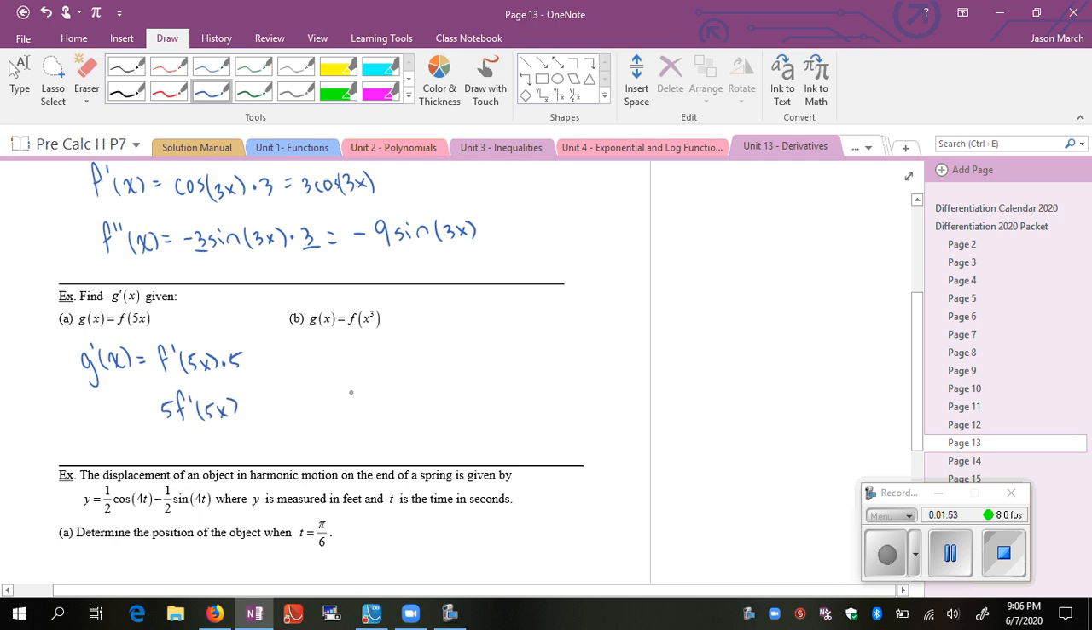Same idea here for g of x. On example b, we have g prime is going to equal the outer function's derivative, f prime of x cubed, times the derivative of x cubed, which is 3x squared. So again, you could leave it like that, or you could write it as 3x squared times f prime of x cubed.